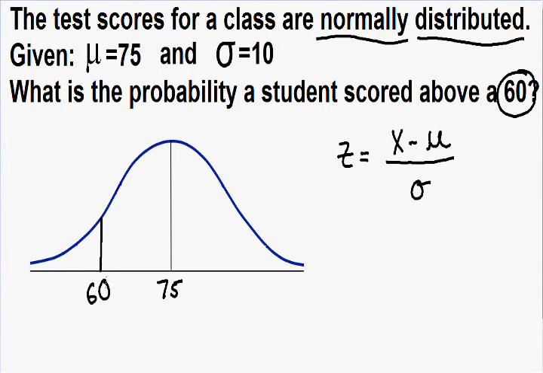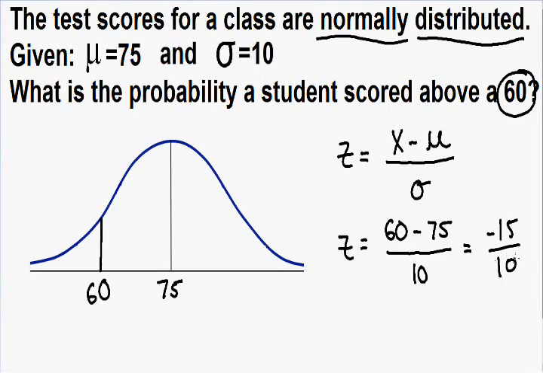So let's find the z-score for our value of 60. The z-score is going to be equal to x, which is our value of 60, minus the average, which is 75, divided by our standard deviation, which is equal to 10. So if we simplify this, we have 60 minus 75 in the numerator, which is negative 15, divided by 10. Negative 15 divided by 10 is negative 1.5. So our z-score for the value of 60 is equal to negative 1.5.